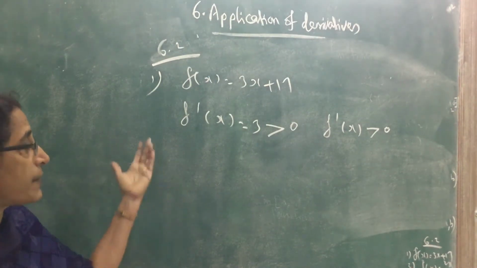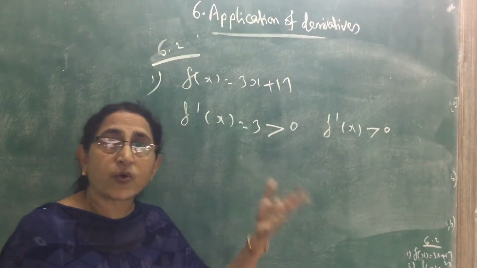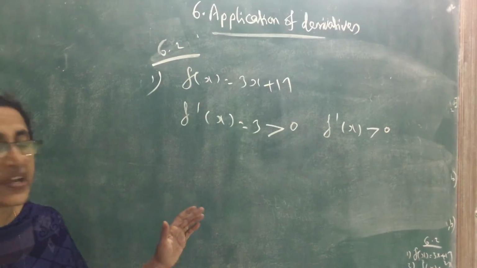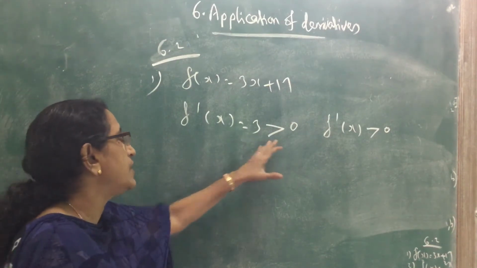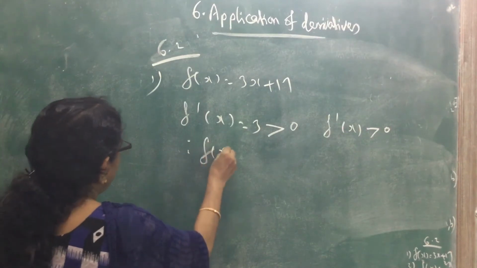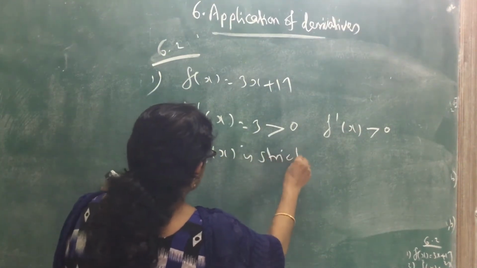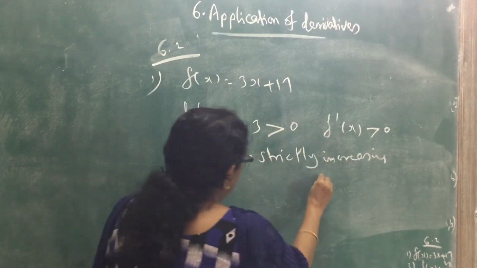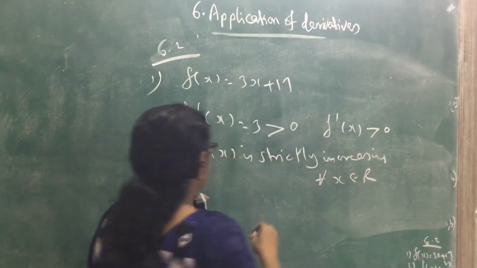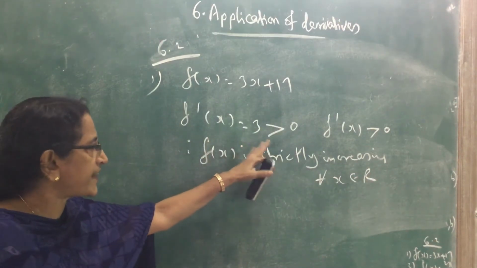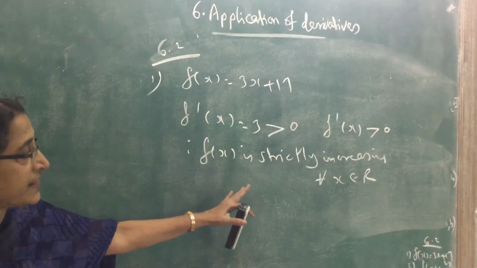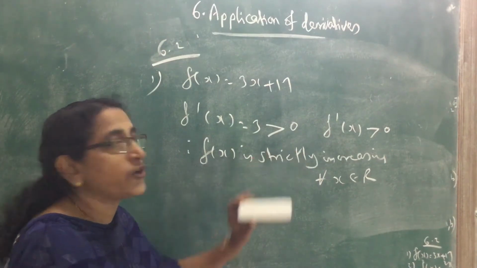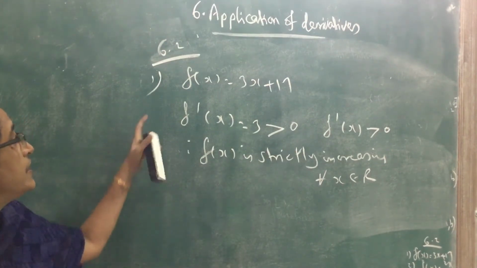See, in some cases, suppose we are getting f dash x greater than or equal to 0. In that case we cannot say strictly increasing, we can only say increasing. So here, since f dash x is greater than 0, we can say that f of x is strictly increasing for every x belongs to R. Or we can say f of x is strictly increasing in the domain of the function or for all real numbers. So that is question number 1.